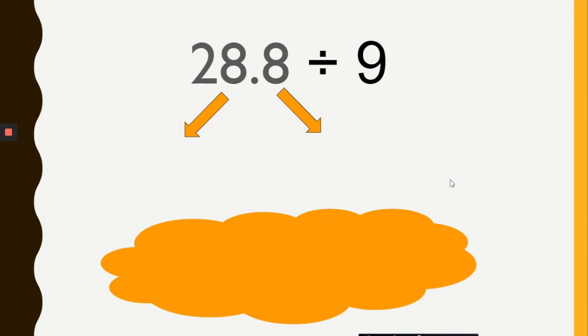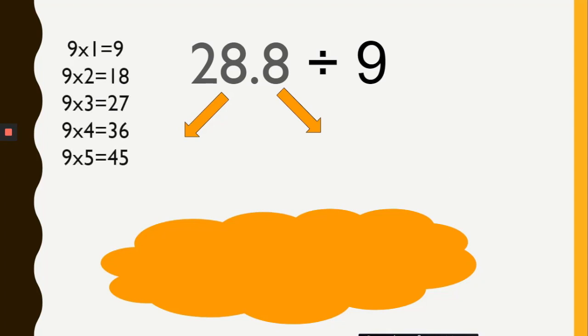So my facts for my 9: 9 times 1 equals 9. 9 times 2 equals 18. 9 times 3 equals 27. 9 times 4 equals 36. And 9 times 5 equals 45. So I found my multiples of 9.